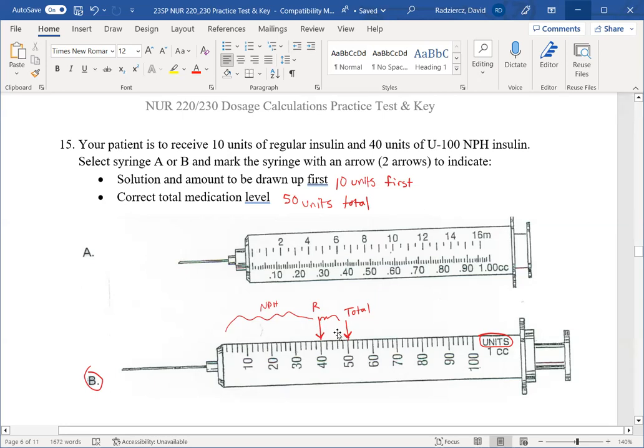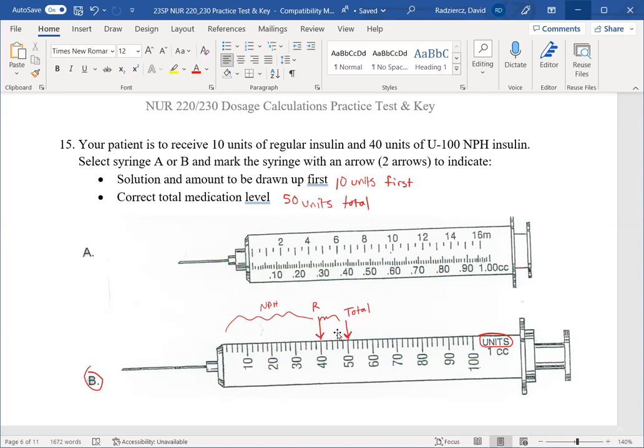Okay. It's so confusing, but I get it. I agree. I'm just going to make sure I mark it. And I've probably missed this exact question on both drug calc tests that I've had to take, because it just doesn't make any sense to me, but I'll just make sure I do it this way.